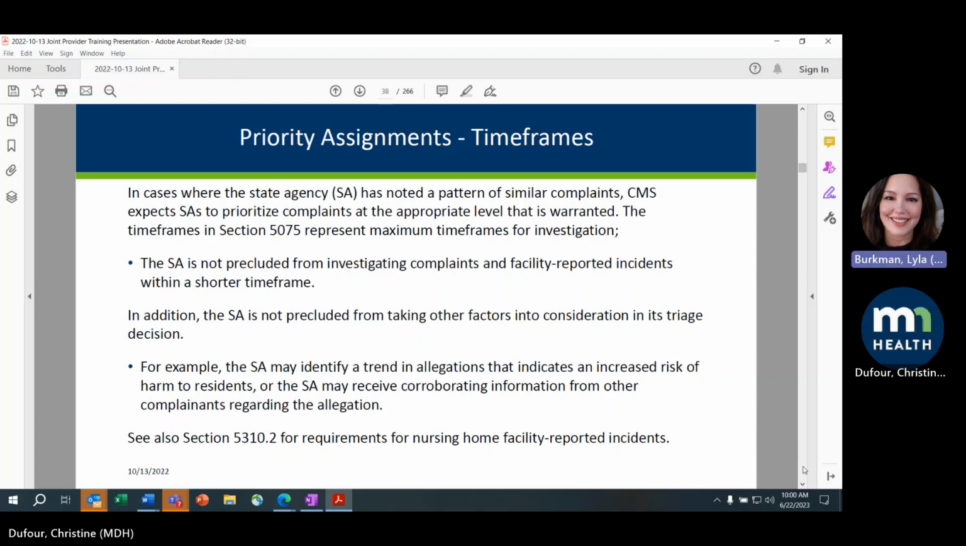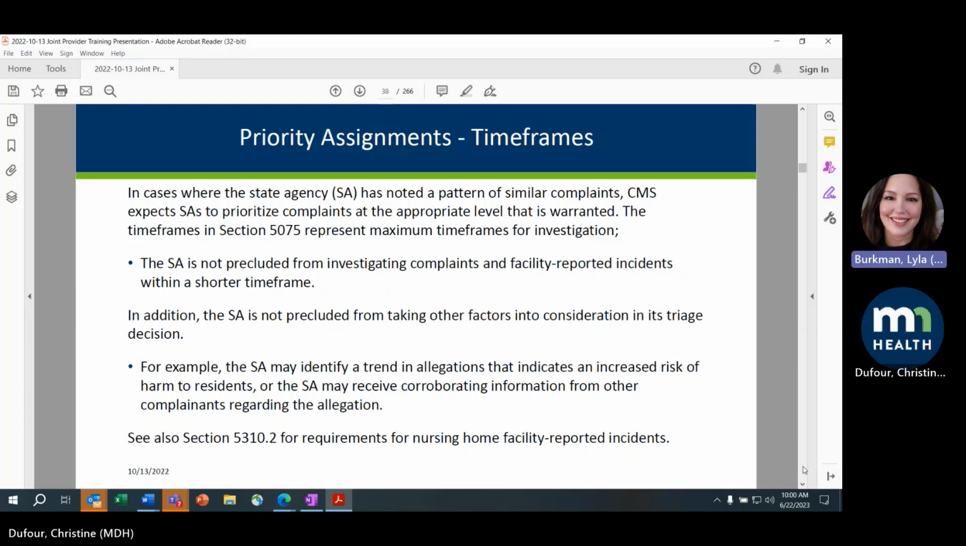In cases where the state agency has noted a pattern of similar complaints, CMS expects state agencies to prioritize complaints at the appropriate level that is warranted. The timeframes in section 5075 of the Chapter 5 SOM represent maximum timeframes for investigation.